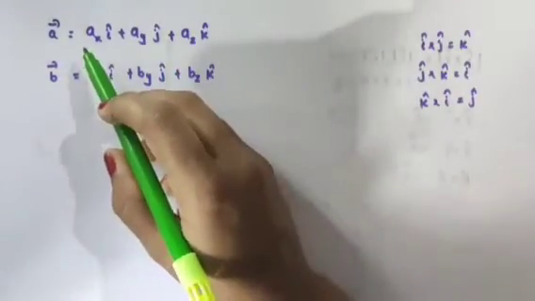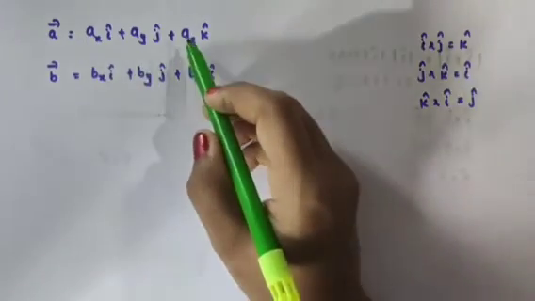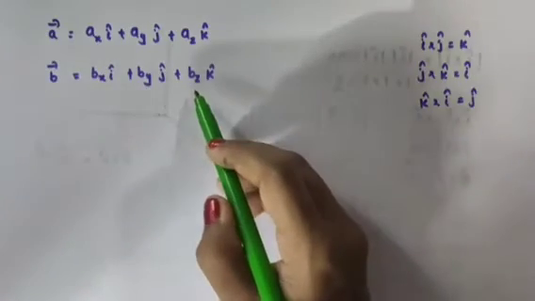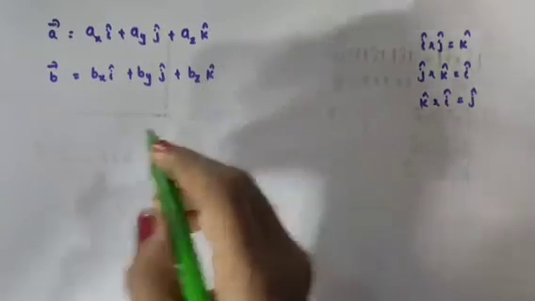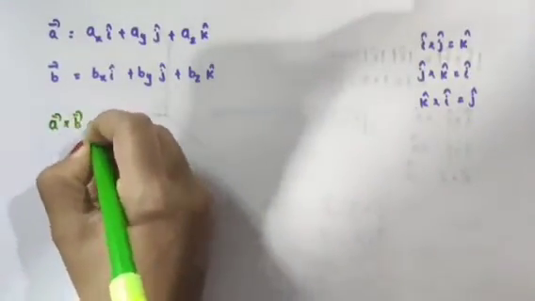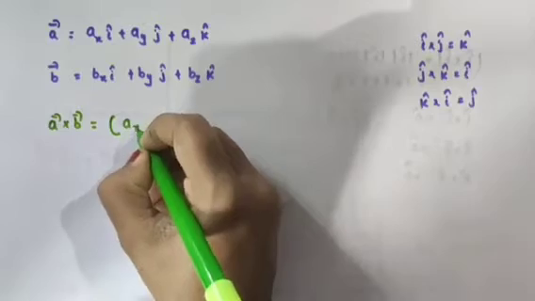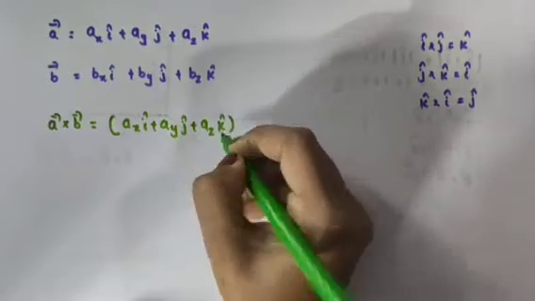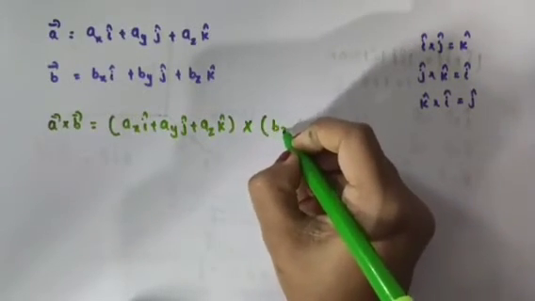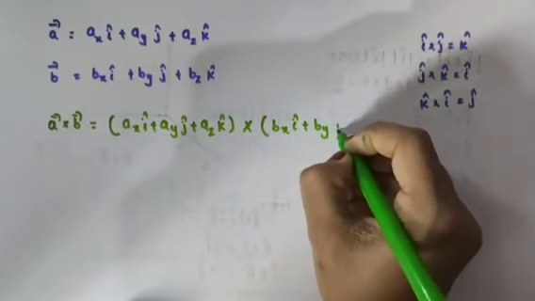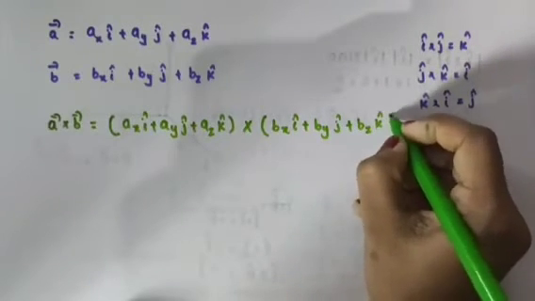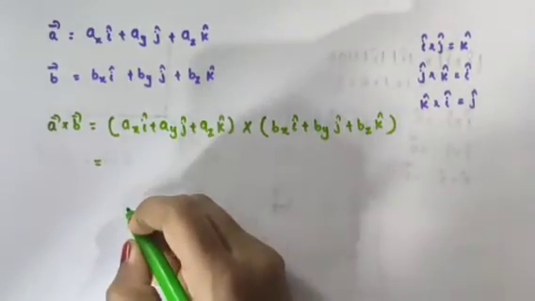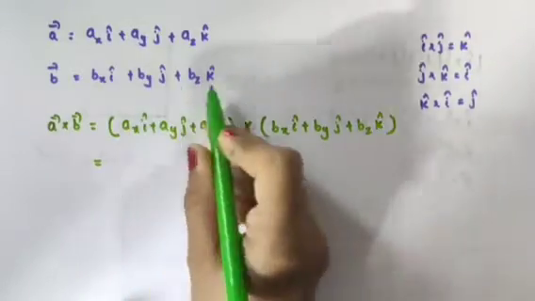Let us take it like this. A has the components ax i cap plus ay j cap plus az k cap. B also has the three components x, y, z. So A has three components and B also has three components. Now let us do A cross B. I'll write down ax i cap plus ay j cap plus az k cap, cross bx i cap plus by j cap plus bz k cap. We have just studied all the properties of vectors, so now I'll multiply individually.